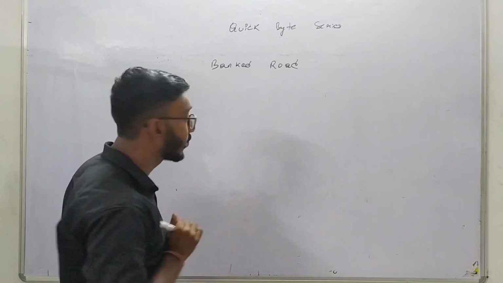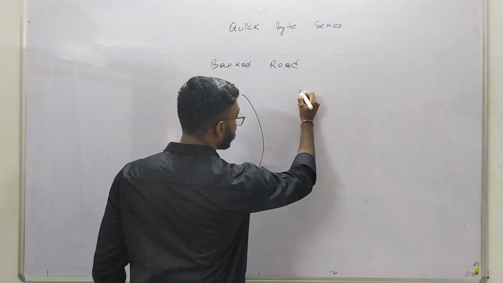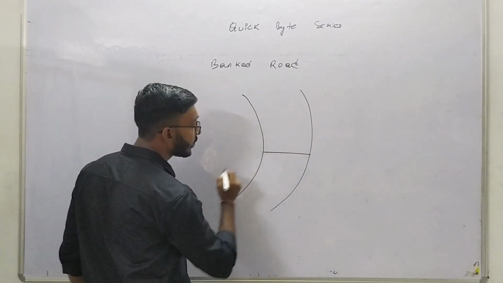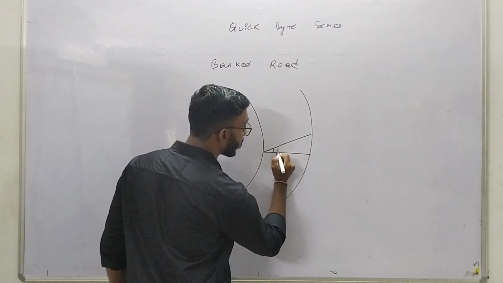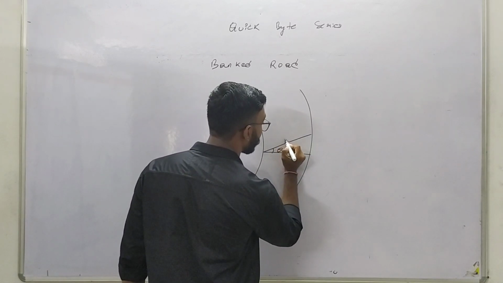So let us see the diagram for this. Suppose this is the road and this is the horizontal plane. Now we have inclined this road with an angle theta. The car is present somewhere here.